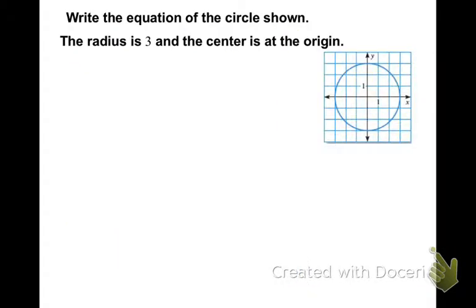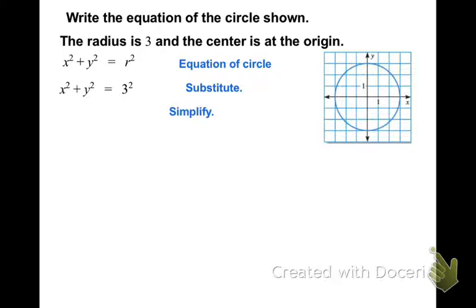Okay, it says write the standard equation of the circle shown. Again, the center is at the origin. It says the radius is 3. So we have our equation, and we fill in the values that we know. In this particular problem, we don't have an h and a k except that they are zeros, so I didn't bother to put those in. And then we just simplify our radius squared to 9. Let's look at another one.